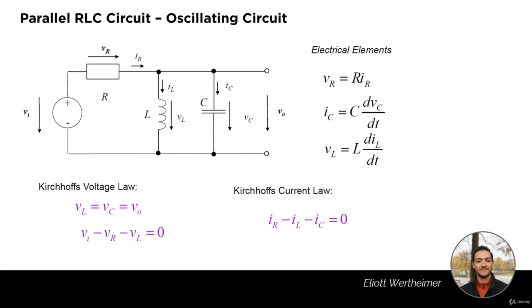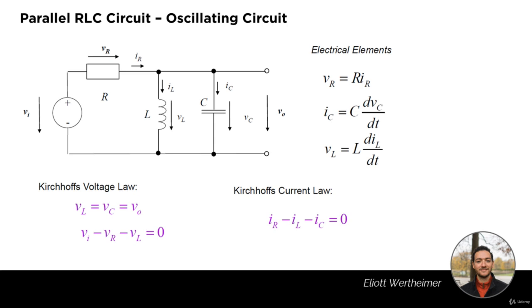Let's apply this knowledge to model a parallel RLC circuit, also called an oscillating circuit. This circuit is made of an ideal voltage source placed in series with a resistor R and an inductor L. It also contains a capacitor C placed in parallel with the inductor L but in series with the resistor R and the voltage source.